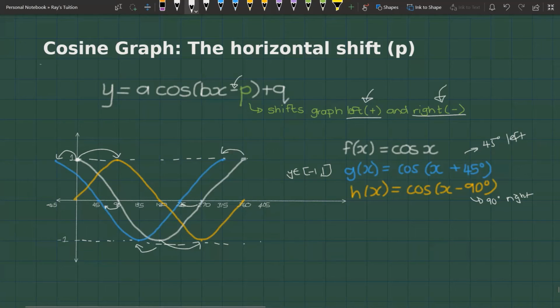Now, if we have a careful look at the orange graph, it looks like another graph that we have studied. It looks like sine x. And this makes sense because it's the co-function rule that cos(x minus 90) is equal to sin x. So that is just proving that the co-function rule that we use is true.